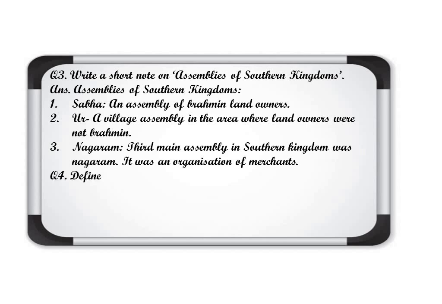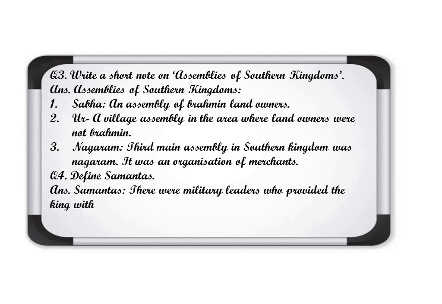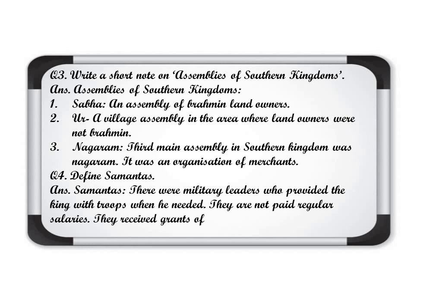Number 4 question was, define samantas. Samantas were military leaders who provided the kings with troops when needed. They were not paid regular salaries, they received grants of land, and these were the men who maintained soldiers and horses. So this is all about the homework solution of lecture number 2.